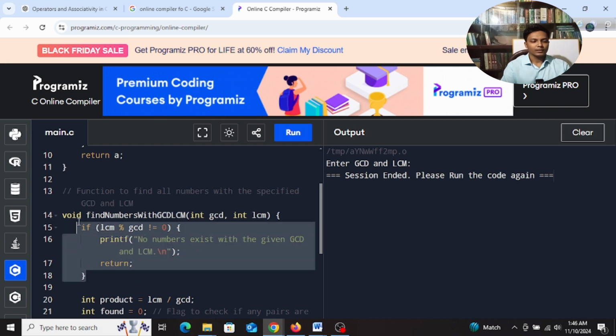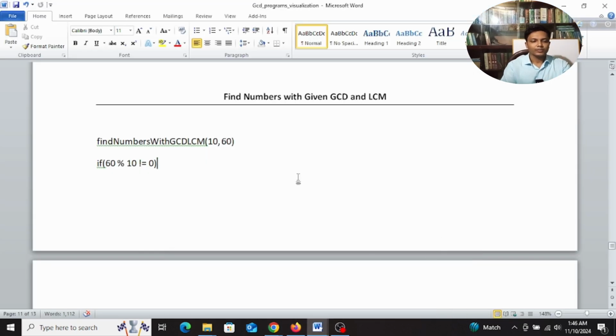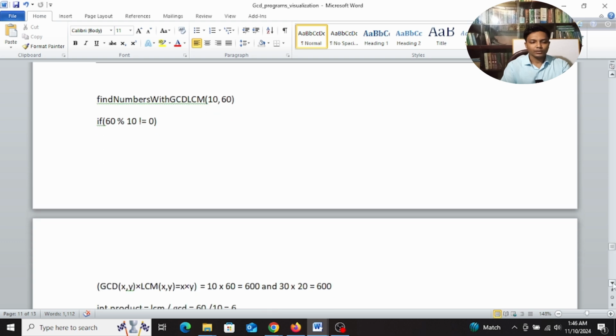Here we have a condition that if LCM modulus GCD is not equal to 0, then no number exists with the given GCD and LCM. Why do we need to give this condition? We have to understand why. If I show you my screen here, you see: if 60 modulus 10 is not equal to 0. Why do we need to do it?